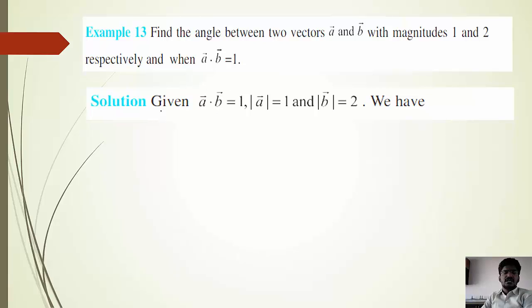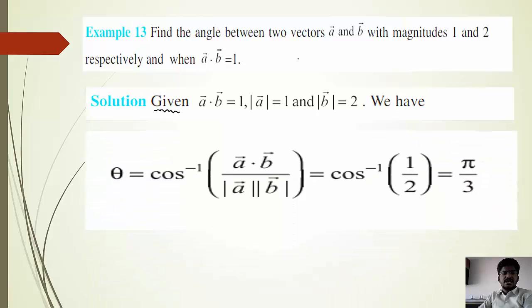See, these are the given terms: A dot B equal to 1, magnitude of A equal to 1, magnitude of B equal to 1. So we are not worried about the given terms because they are already in the problem, and you can see in the next slide, which I have discussed, that theta is equal to cos inverse of vector A dot vector B divided by mod of vector A into mod of vector B.